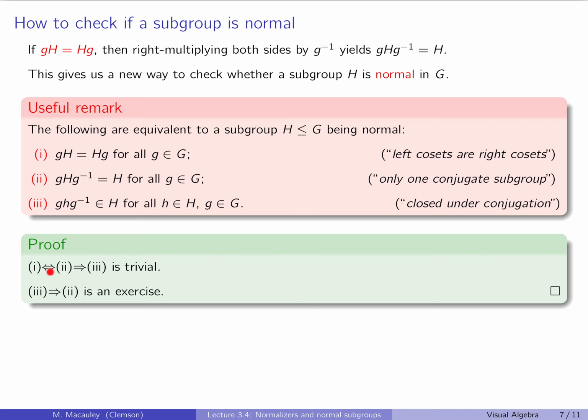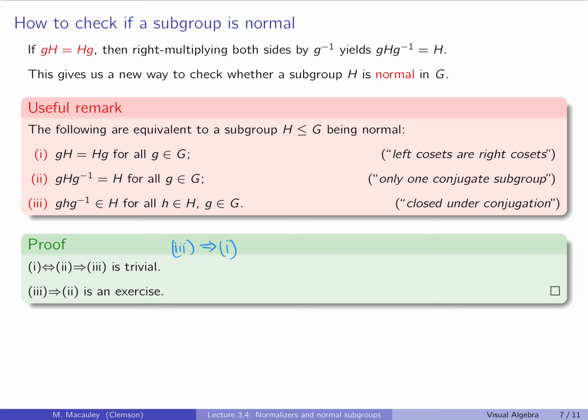Now, the first two of these are easily seen to be equivalent. Just take this one and multiply on the right by G inverse, and you get that. And now multiply this by G, and you get back to here. 2 implies 3 is also straightforward. If you have this equality, that by definition means conjugating any element has to remain in there. I said I'll leave it as an exercise, but I'm going to actually do 3 implies 1. You can do 3 implies 2 if you want to as an exercise.